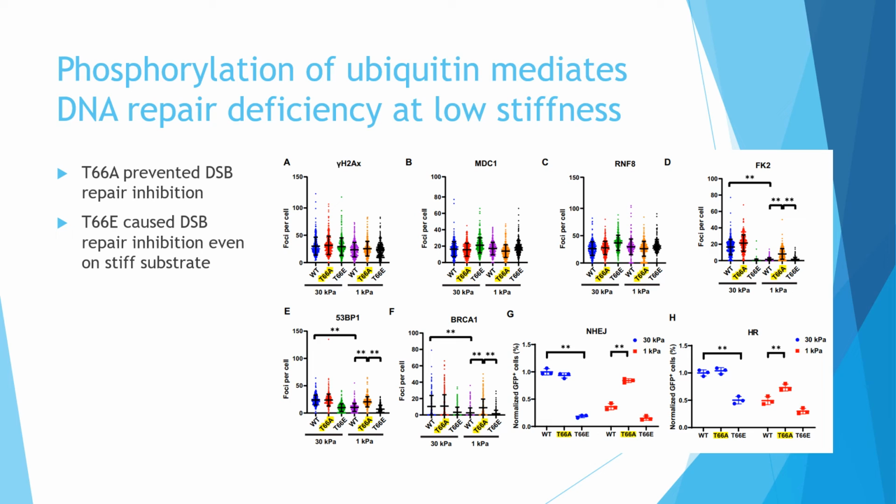These findings also continued for non-homologous end joining and homologous recombination, again, those two strategies used in double-strand break repair. And so basically this confirmed that it was the phosphorylation of ubiquitin at that 66th amino acid site that was responsible for inhibiting the RNF8 mediation of ubiquitin conjugation, and that this was ultimately responsible for the low substrate stiffness inhibiting that double-strand break repair.